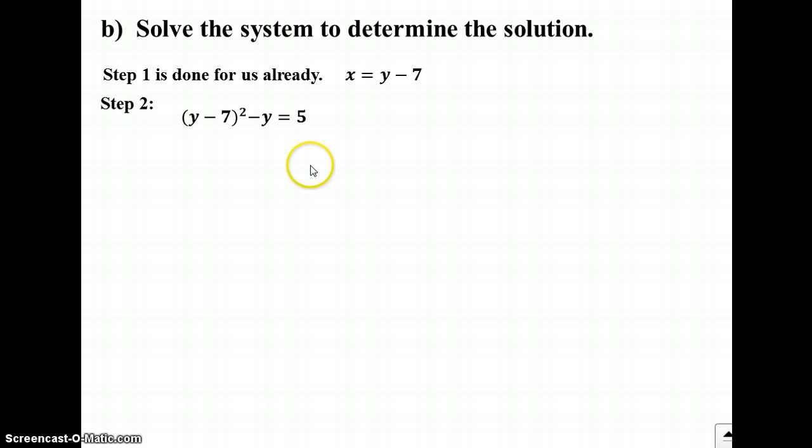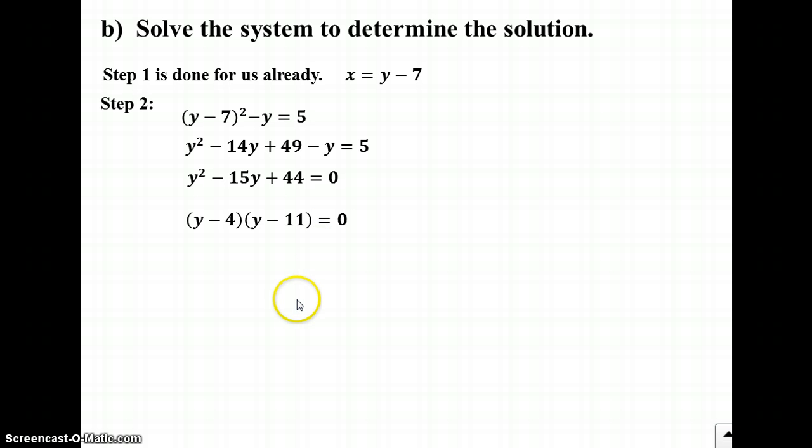So expand out this bracket. y² − 14y + 49 − y equals 5. Let's collect like terms. So negative 14y minus y is minus 15y. And let's subtract 5 from 49 and make the equation equal 0. I should be able to factor this. It's a simple trinomial on the left side of this equation. What two numbers add to negative 15 and multiply to 44? Yes, you're right. They are minus 4 and minus 11. So there are my factors.